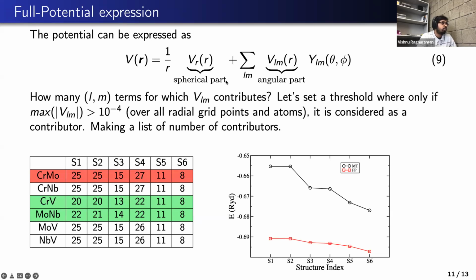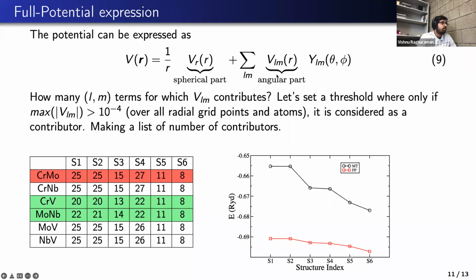You have a spherical part of the potential, which is what the muffin tin part deals with. And then you have an angular part, which is expanded in a spherical harmonics basis. And this is what is written out in the potential file when you do a calculation with KKR. And this information can be extracted from that output potential file.